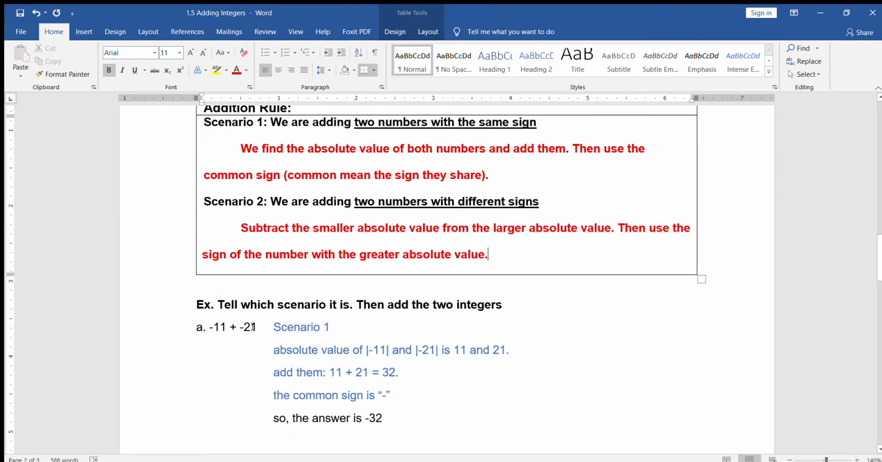Okay, so in this case we have negative 11 plus negative 21. First thing first, you're going to figure out which scenario we're going to do, scenario 1 or scenario 2. In this case, they're both negative, so we're going to use scenario 1. First, we're going to find the absolute value of both numbers. What's the absolute value of negative 11 and the absolute value of negative 21? Well, they are 11 and 21.